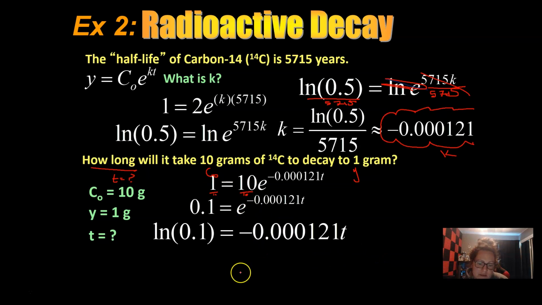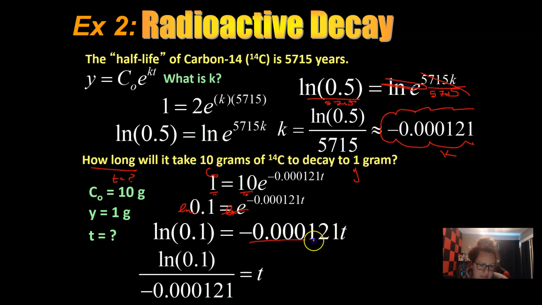Get rid of e. So ln both sides. So that cancels. And then I need to get t by itself. So I divide both sides by this whole long thing. So notice I didn't do ln of 0.1 first, right? I want it to be the most accurate that it can be. So I don't want to round until the end. I just wait till the end.